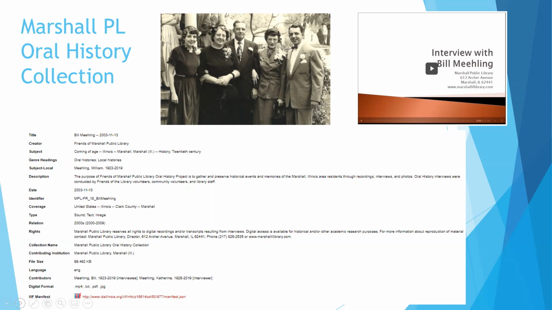In CONTENTdm, these interviews have 4 pages. The first page has an image, if provided, as well as the item and object description. On page 2 is the audio recording of the interview and an object and item description. On the third page is the full transcript. You have to click on the transcript to read all the pages, and an object and item description. And then the fourth page has a digital file, which is a downloadable file of the transcript, as well as an object and item description.